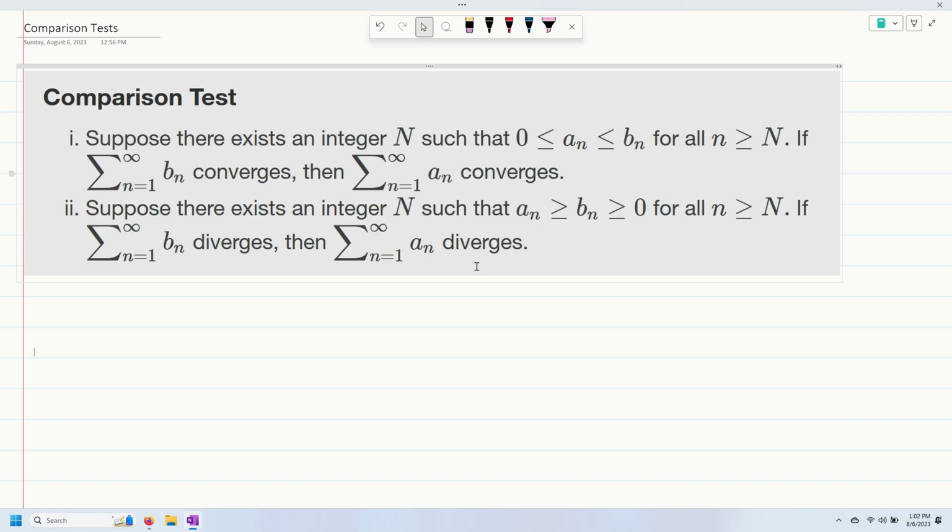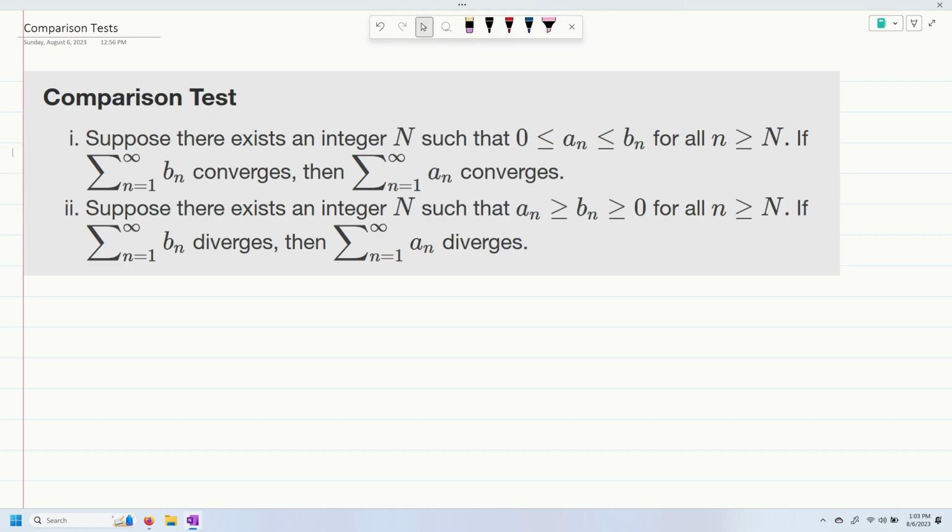In this video, we're going to go over the comparison test, and in the next video, we'll deal with the limit comparison test, but they're pretty much the same. The name is everything. What it means is you're going to be comparing a known sequence to a sequence that you don't know. But you're going to be a little smart about what you compare it with.